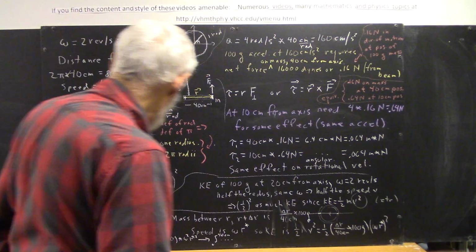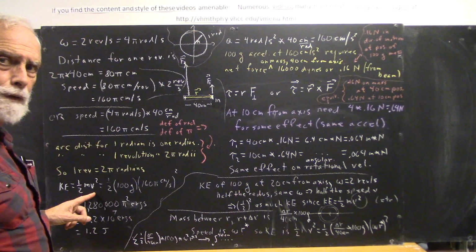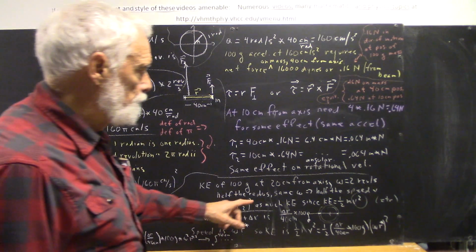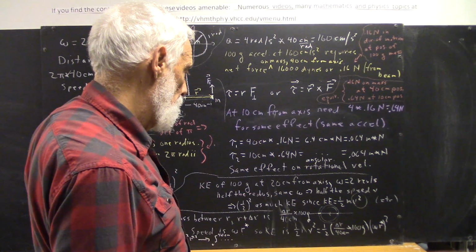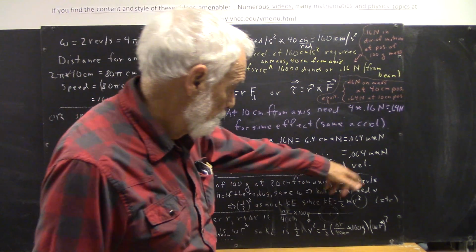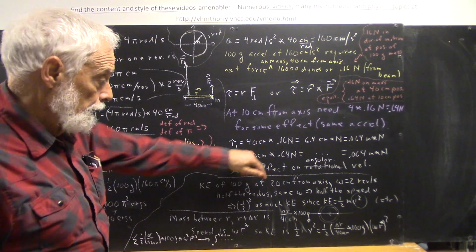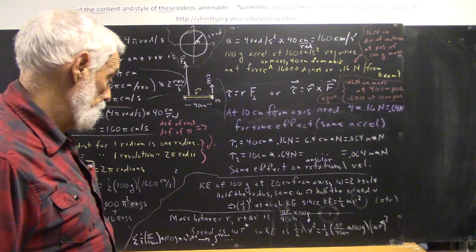Half the speed is going to give us, well, what do we do with the speed? We square it when we calculate the kinetic energy. So it's going to give us 1/2 squared as much kinetic energy. Okay? So we conclude that we have 1/4 the kinetic energy at this position.